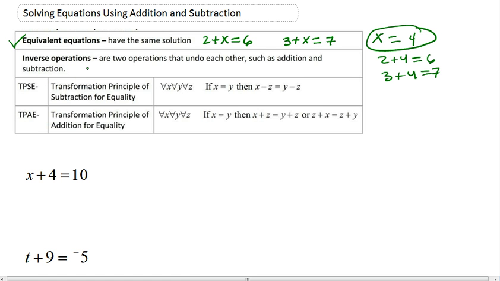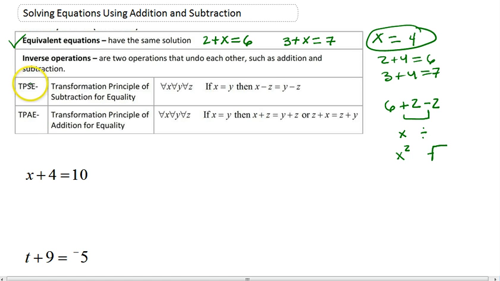Inverse operations are two operations that undo each other. So for instance, if I have the number 6 and I add 2, to undo this I would subtract 2. So addition and subtraction are inverse operations. Another set of inverse operations might be to multiply or divide, squaring something, or finding the square root of something. So these are all examples of undoing something.